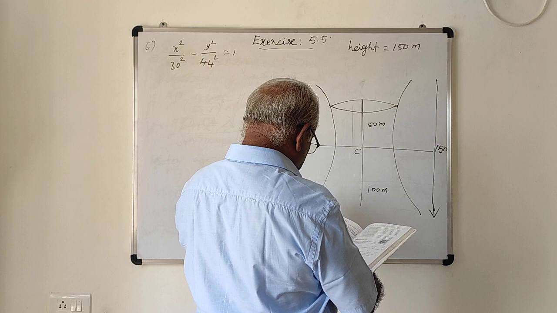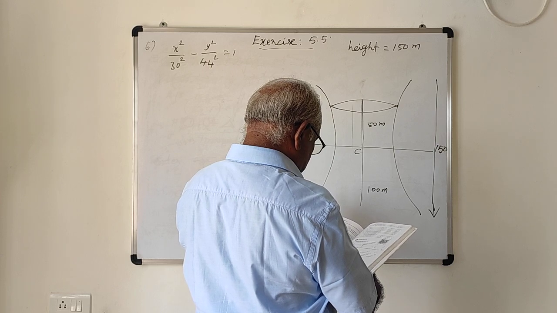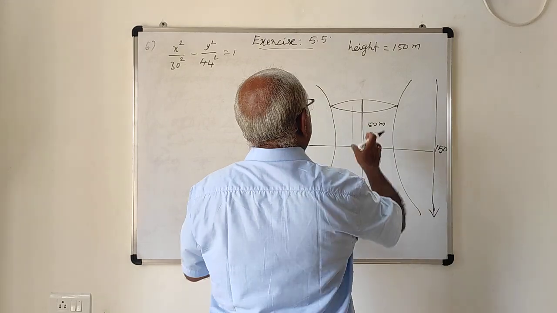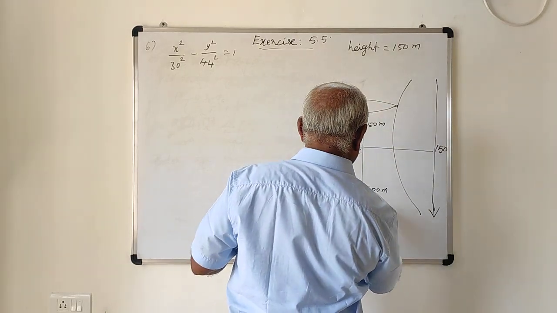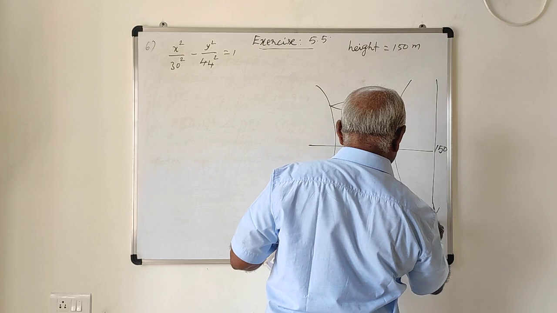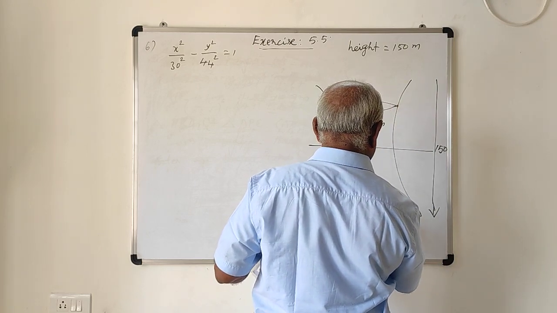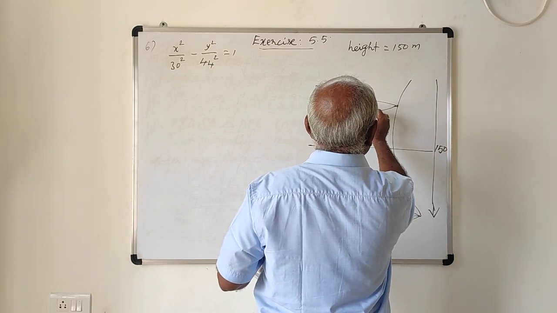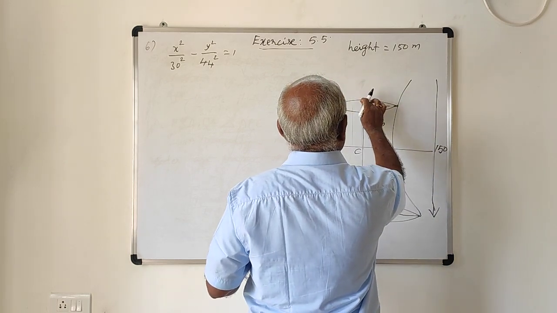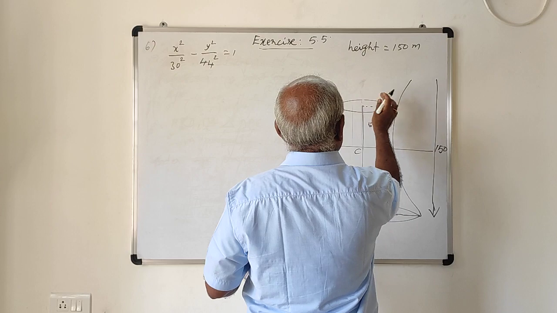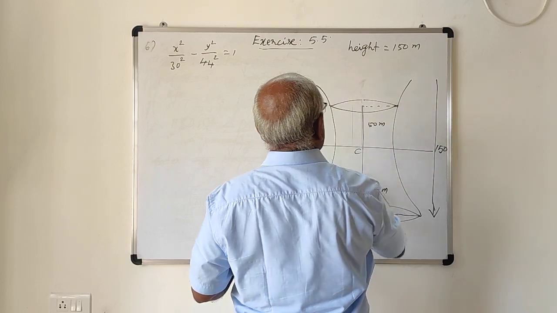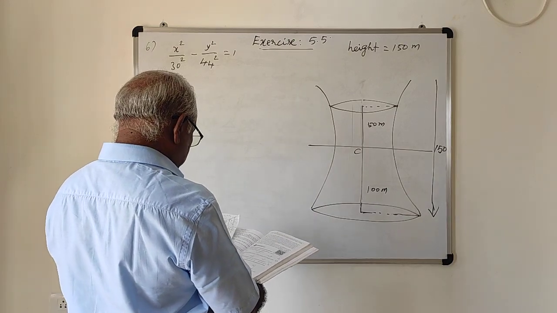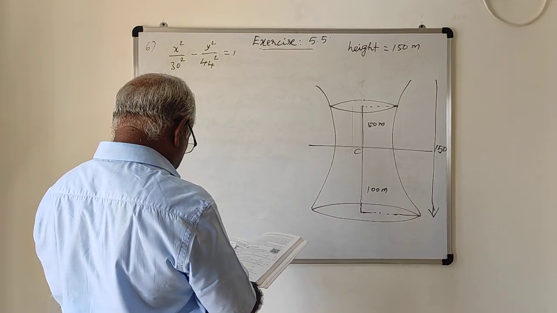We have to find the diameter of the top and the diameter of the base of the tower. These two diameters we have to determine, from the radius.